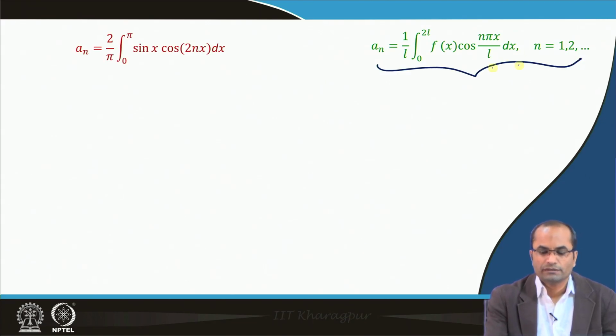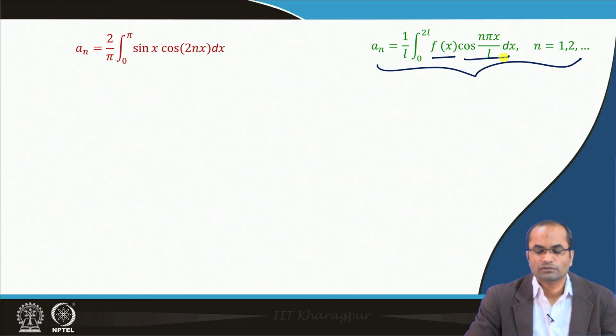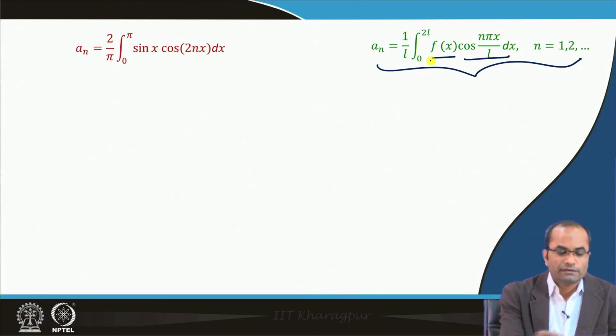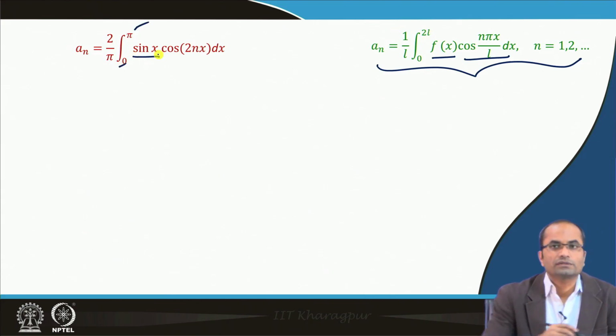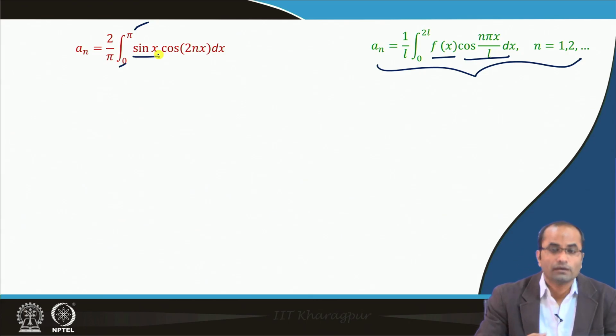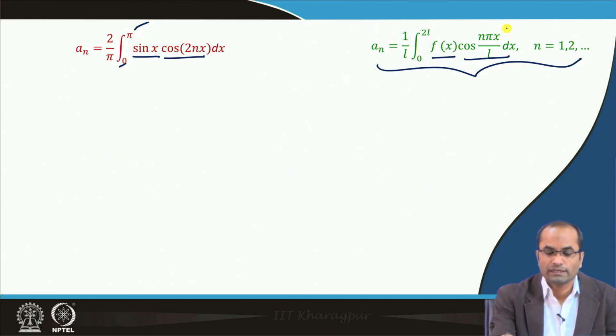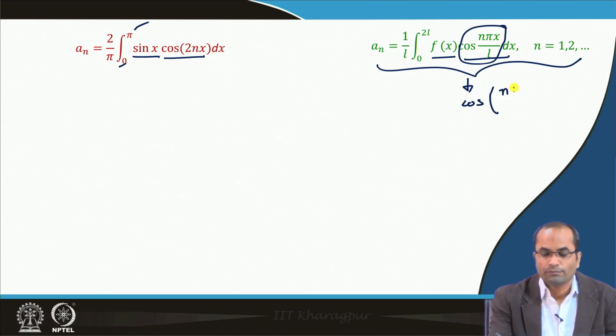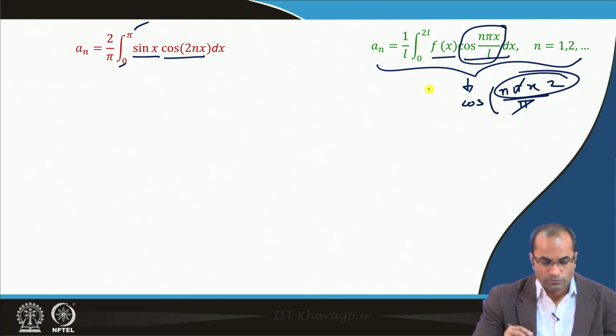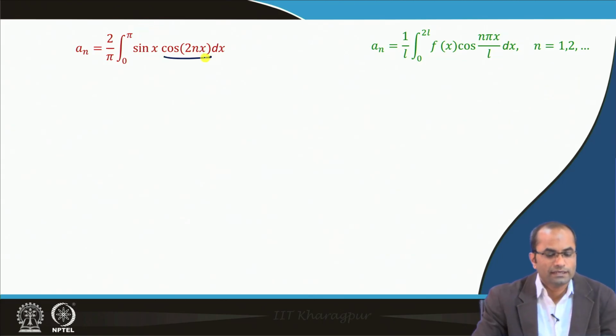So, the formula is given here: 1 over L, integral 0 to 2L, f(x) cos(n pi x over L) dx. So, here we will take this f(x), 0 to 2L, that means 0 to pi, the function is positive in 0 to pi. So, we have sin x, and then we have cos 2nx. How are we getting cos 2nx? The cos of n pi x over L, and L is pi by 2. So, this pi gets cancelled and we have 2nx. So, this is 2nx, and we can integrate this now.